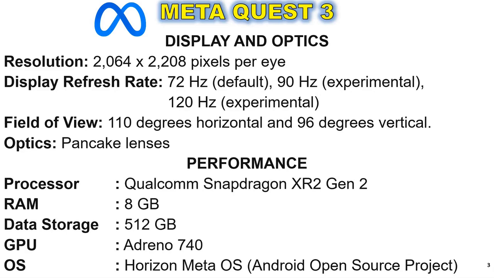The field of view is 110 degrees horizontal and 96 degrees vertical. It uses the pancake lenses. The processor or the CPU is the Qualcomm Snapdragon XR2 Gen 2. The Meta Quest 3 has 8 GB of random access memory. It has a data storage of 512 GB. The graphics processing unit is the Adreno 740. And the operating system is the Horizon Meta OS, which is an Android open source project.